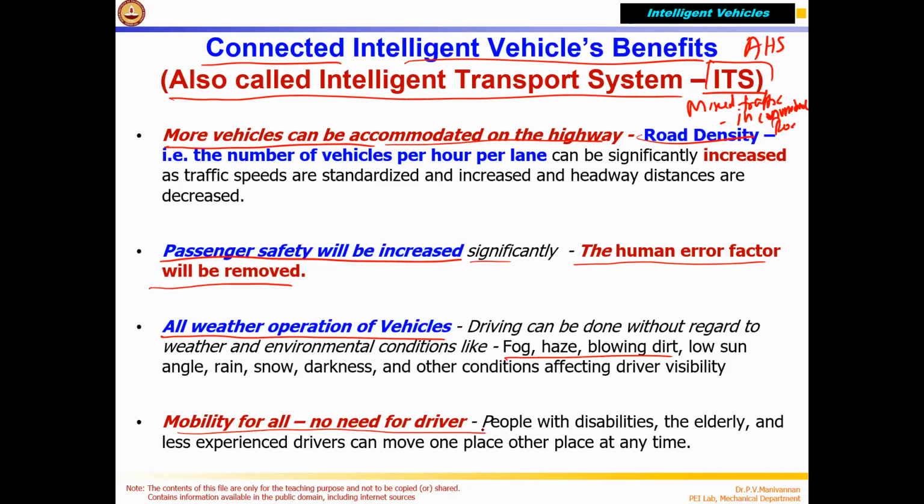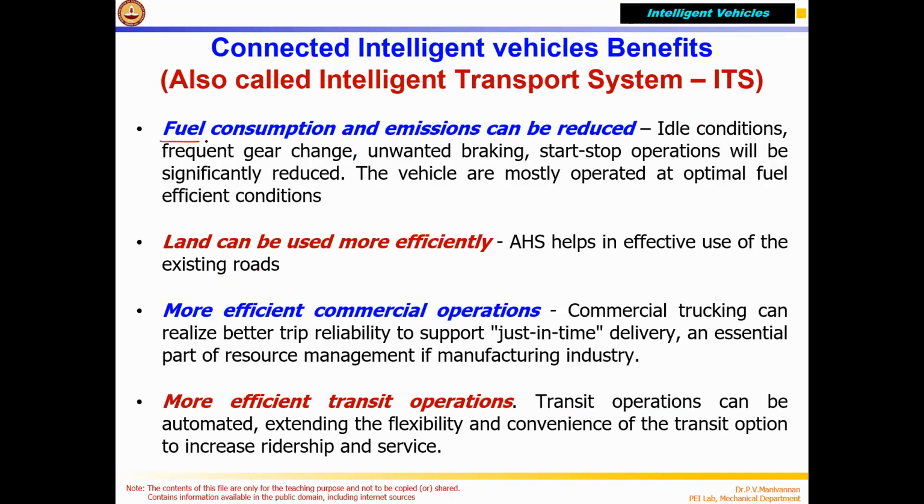Okay. So mobility, no need for a driver. That means even disabled people, old people, less able drivers can travel in a vehicle because they are going to be just passengers. The vehicle is going to drive on its own. So there is no driver. That we already saw. Then fuel consumption is reduced, that means more money saved. Less fuel use means emissions are reduced. Land can be used more efficiently.